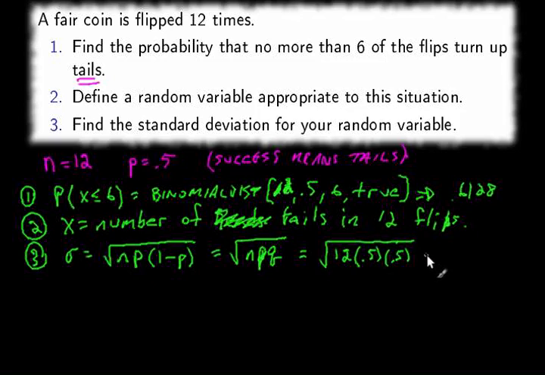So we have the square root of 3. 12 times 1/2 is 6, times 1/2 again is 3. And the square root of 3 is approximately 1.7. So that'll do, approximately 1.7.